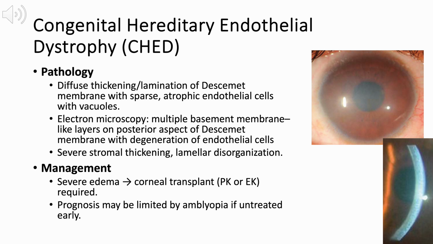On pathology, we see diffuse thickening and lamination of Descemet membrane. The endothelial cells are sparse and atrophic, often containing vacuoles. Under electron microscopy, there are multiple basement membrane-like layers on the posterior aspect of Descemet membrane, which reflects degeneration of the endothelial layer. Severe stromal thickening and lamellar disorganization are also characteristic findings.